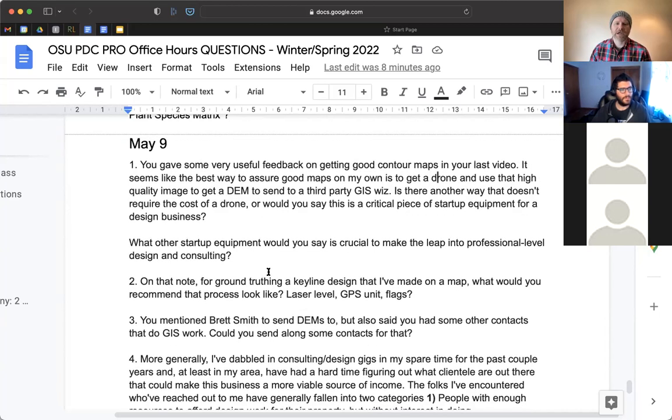On that note, for ground truthing a keyline design that I've made on a map, what would you recommend the process look like? Laser level, GPS unit, flags? Yeah, almost exactly, actually. You can use a dumpy level, you can use a water level, but if you have either a laser level or a high degree GPS unit. And the high degree GPS unit that was recommended to me, which is about to be ordered for me after years of lauding it, is called the Bad Elf Surveyor.